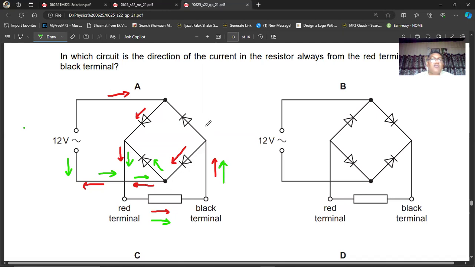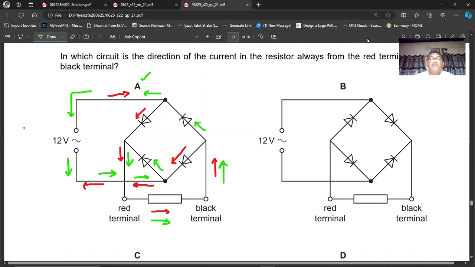Then the current cannot go in this direction, although the diode is in the right direction, because here the current will have high voltage, but this current will have low voltage because it has passed through this resistor. Then the current will go definitely in this direction, and then in this direction. And it will go in this direction. So I think A is the choice.